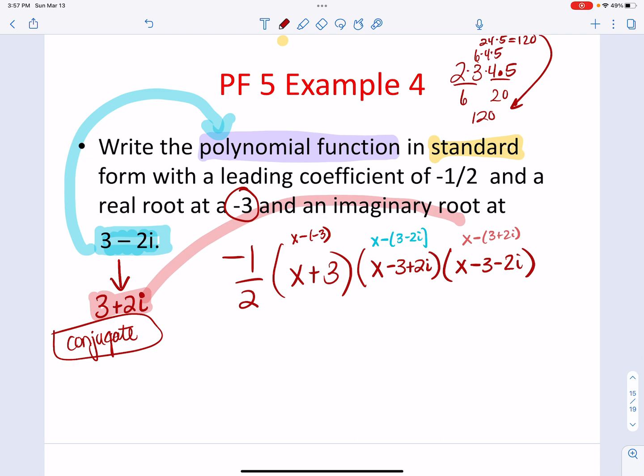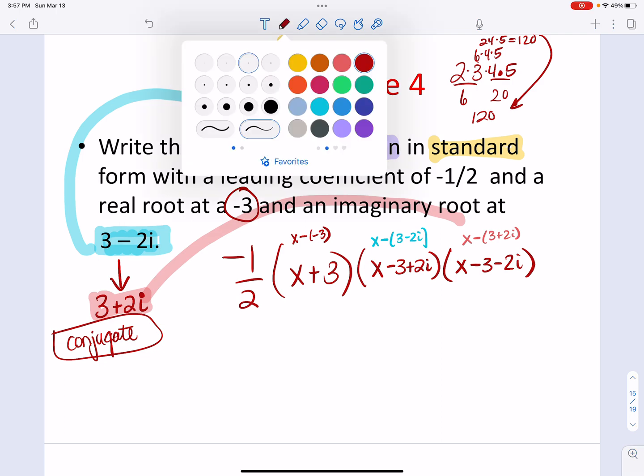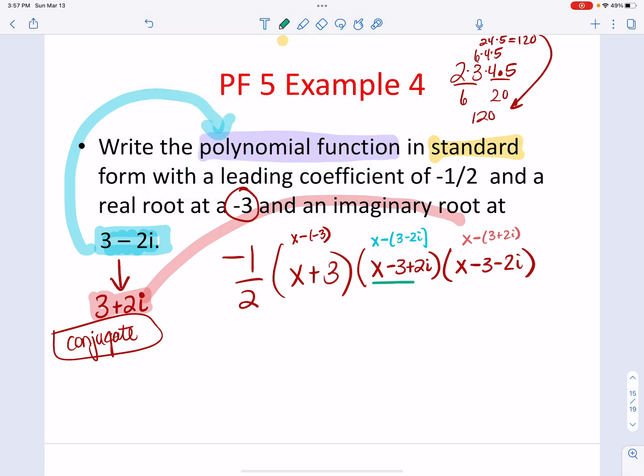I am going to make some decisions here. It doesn't matter which ones I multiply together. I'm going to multiply these together, and I would strongly suggest it because they both have i's in them, and I need my i's to cancel. So I'm going to start by multiplying them. I'm going to multiply in by the x, so that's going to be x squared minus 3x minus 2ix.